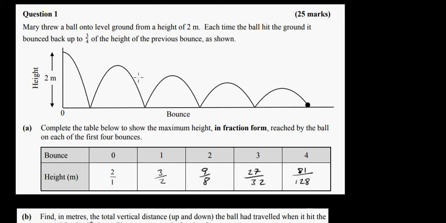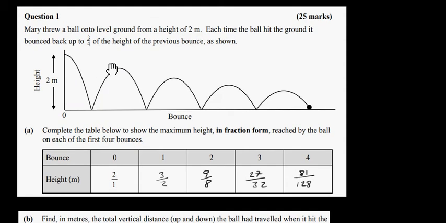So Mary threw a ball onto level ground from a height of 2 meters. So she started here and it went down, up, down, up, down, up, and so on. Hit the ground 5 times, 1, 2, 3, 4, 5 times. Each time the ball hit the ground, it bounced back up to 3/4 the height of the previous bounce. So the height from here to here is 3/4 of 2.